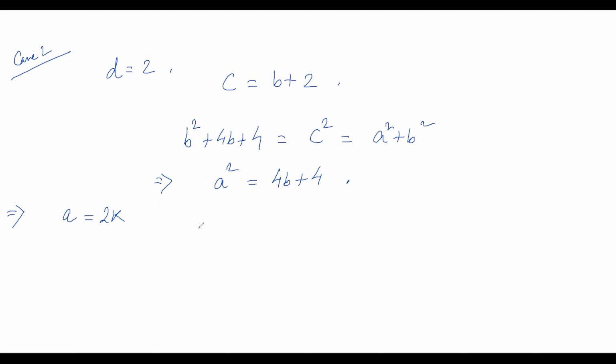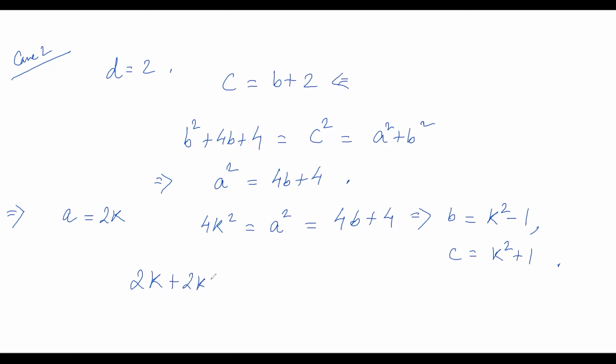And now again, placing 2k in this equation, we get 4k square equals a squared, which is equal to 4b plus 4. And so from this equation, dividing by 4, we get b to be equal to k square minus 1. Now here c is b plus 2, so c is equal to k square plus 1. And so again the perimeter becomes 2k plus 2k square, lesser than 100.